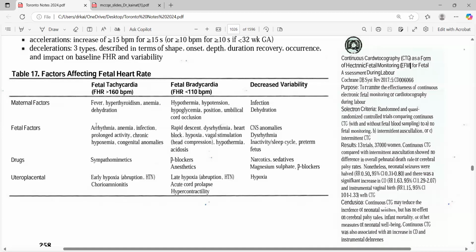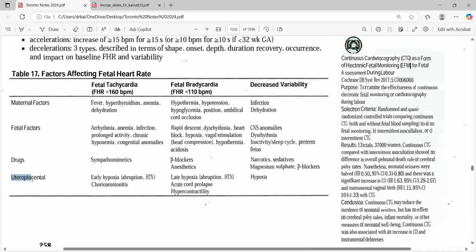Fetal factors in fetal tachycardia: when is there fetal tachycardia? Anemia, infection, we already know, hypoxemia, and congenital causes. Then bradycardia is when there is hypoxia, vagal stimulation, dysrhythmias, hypothermia, acidosis. Variability is affected by CNS anomalies, dysrhythmias, preterm fetus. Drugs: stimulants cause tachycardia, depressants like beta blockers and anesthesia cause bradycardia, and variability is where it can be caused by both of them.